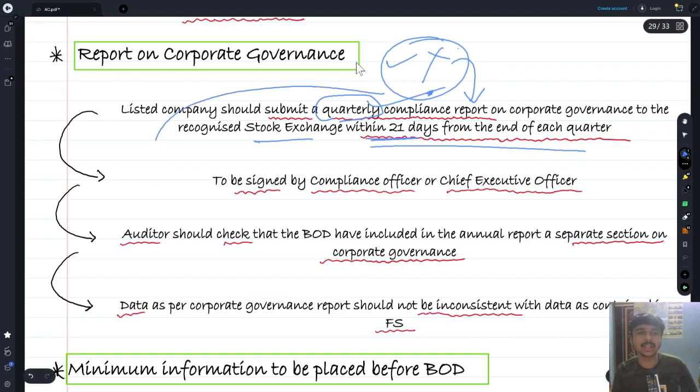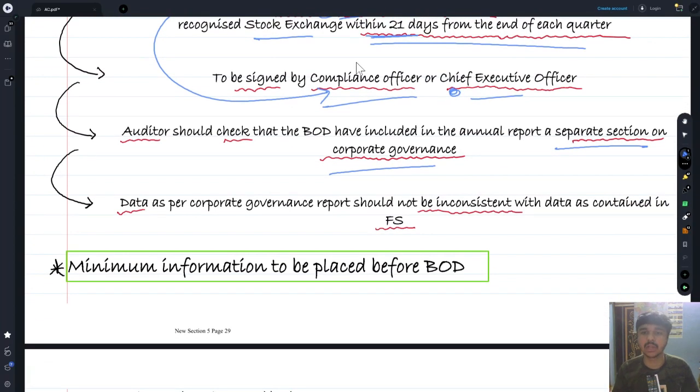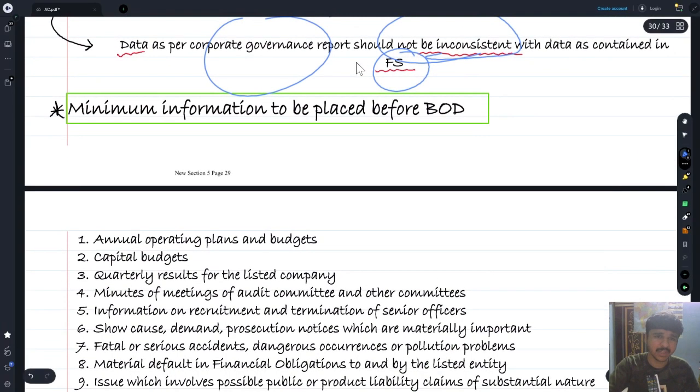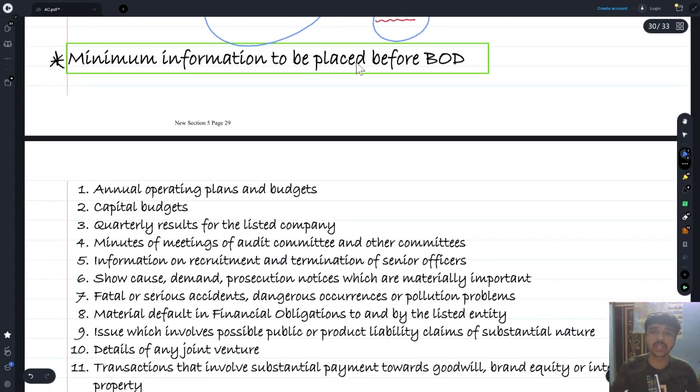Okay, who will sign this? The compliance officer appointed by the board of directors or the chief executive officer, any one of them will sign this. What should the auditor check? Auditor should check that the board of directors have included a separate section on corporate governance in the annual report. And the financial statement data and the data as per the corporate governance should not be inconsistent with each other. Next comes the minimum information to be placed before the board of directors.